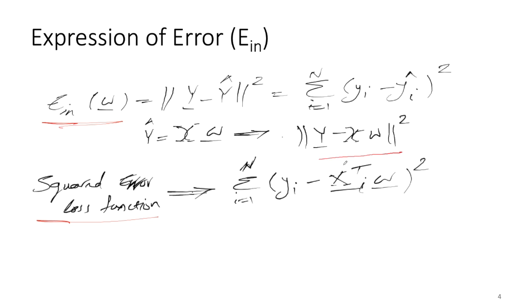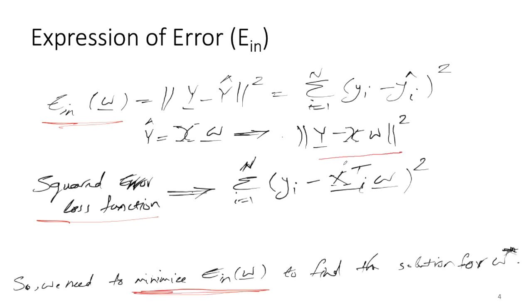And the squared error loss function can finally be defined, as you knew from the last session, as the summation of i from 1 to n of y_i minus x_i transpose w, to the power of 2. In order to solve the linear regression problem, we have to minimize that E_in of w to find a solution, right? We call that optimal solution w star. So let's see how we're going to tackle that with our two different methods.